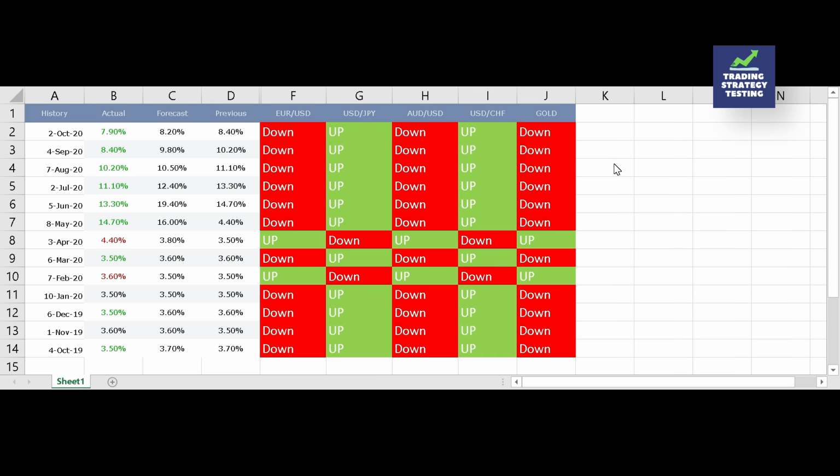To better visualize the figures, we have prepared a spreadsheet where we show the anticipated performance of some of the major pairs based on the released figures. To recap, if the real or actual unemployment rate is lower than the forecasted one, the local economy would react positively to the news. And the value of the USD will appreciate against other financial currencies. This also impacts other markets such as stocks and commodities.